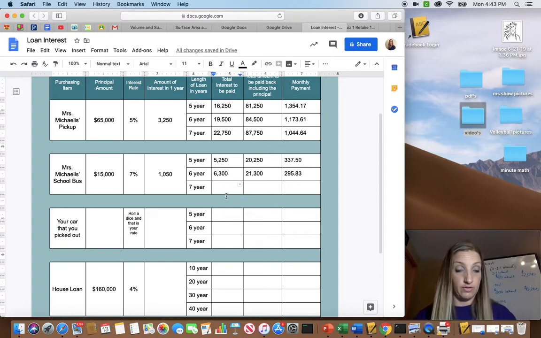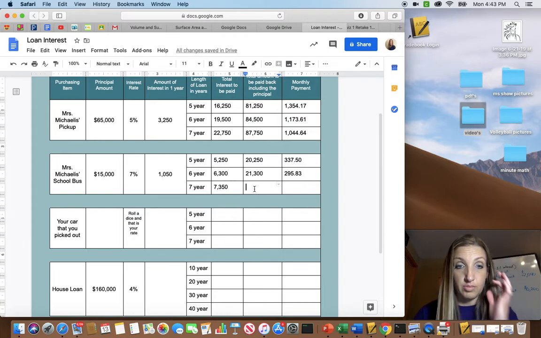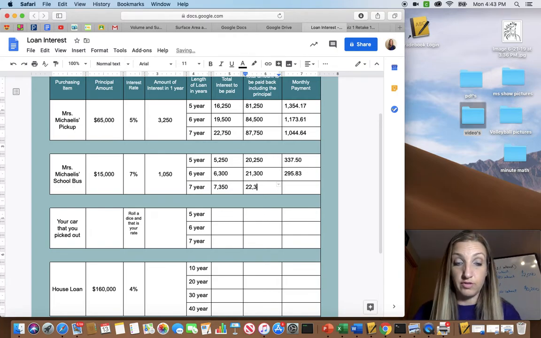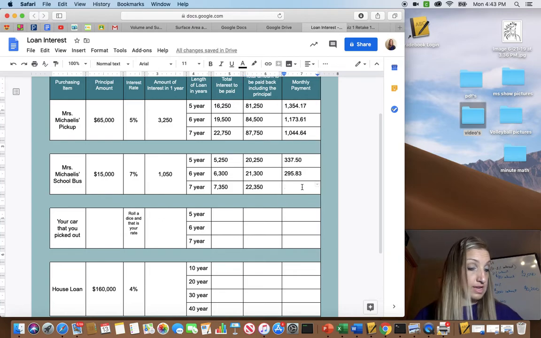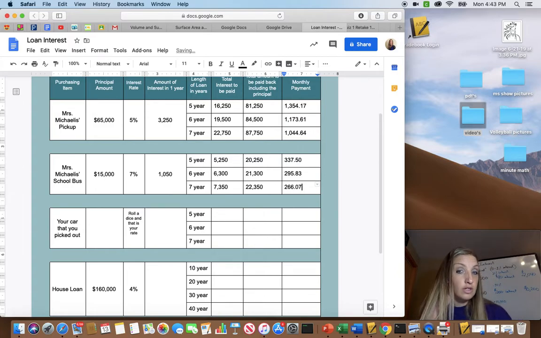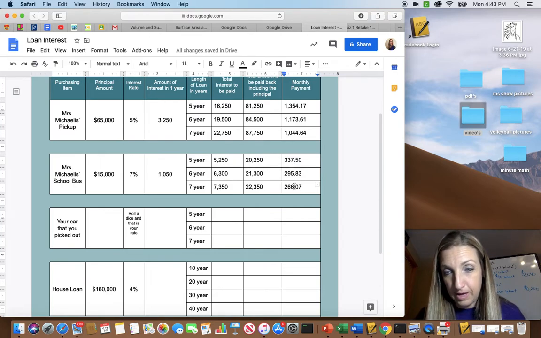Okay, my last one, 1,050 times 7, $7,350, plus my principal amount, so plus 15,000, it's $22,350. Divide that by 84 because there's 84 months in 7 years, and that's $266.07. So again, you can see that the longer I drag my loan out, the more interest I am going to pay, but the less my monthly payments are.